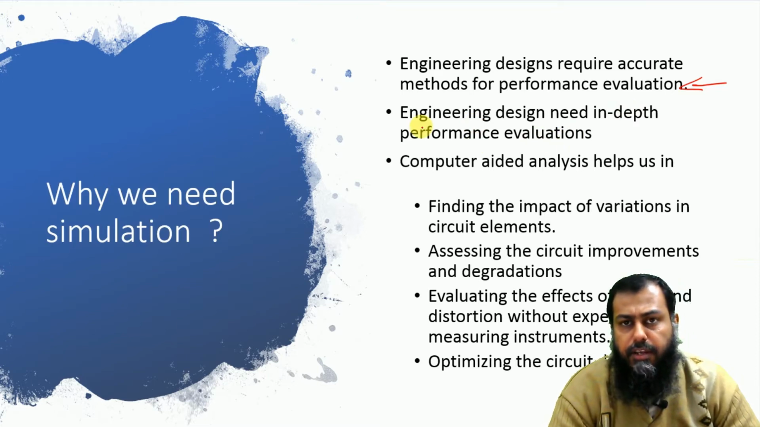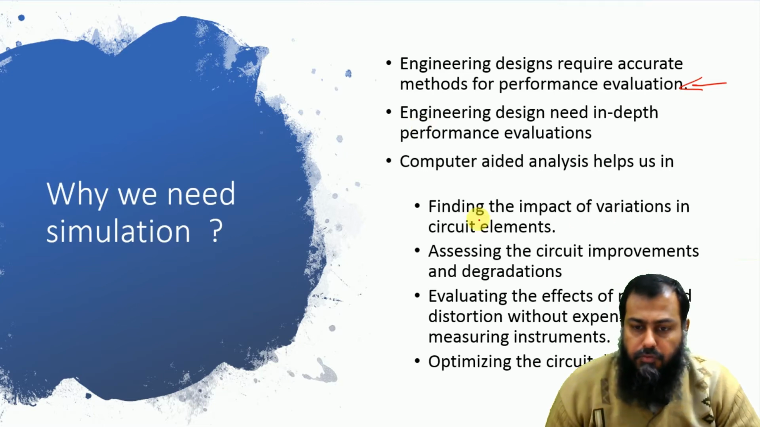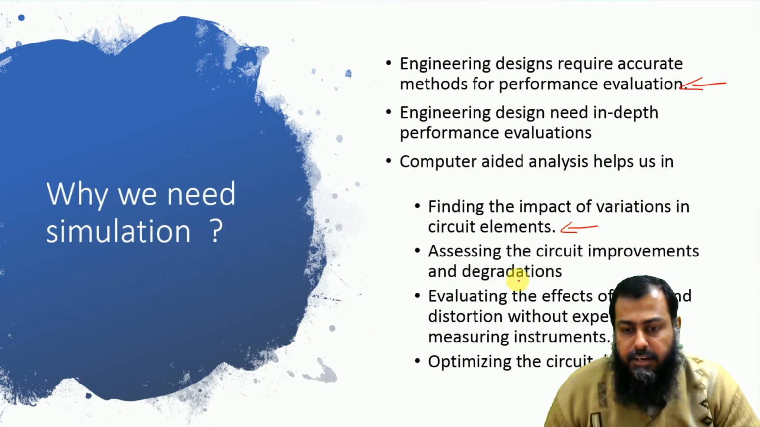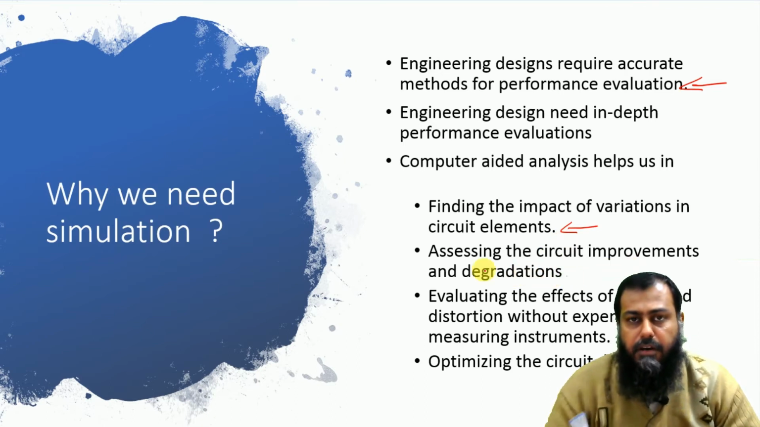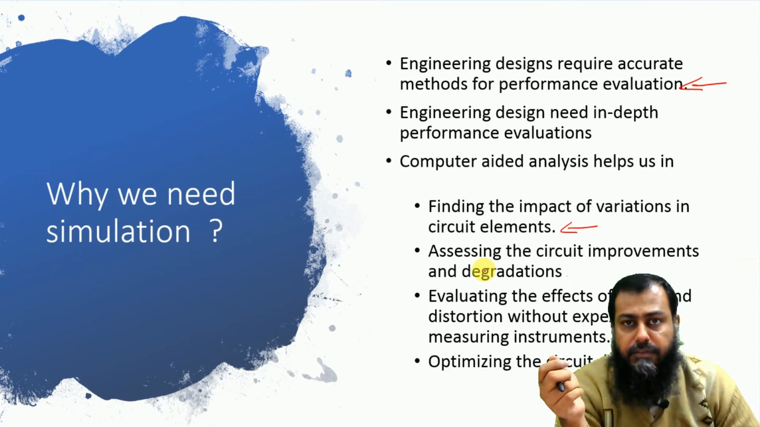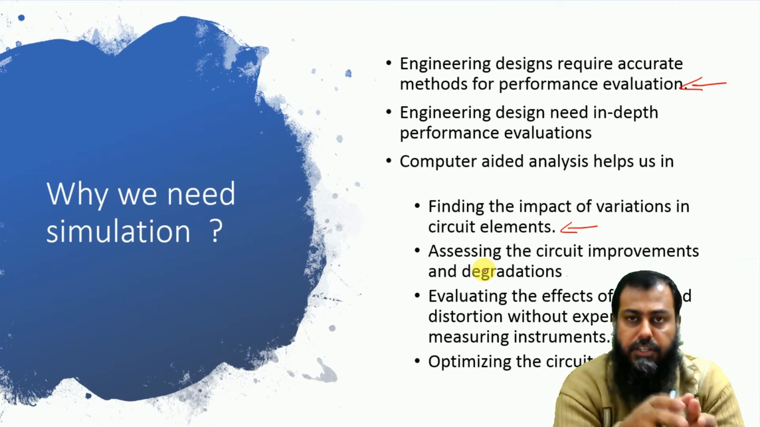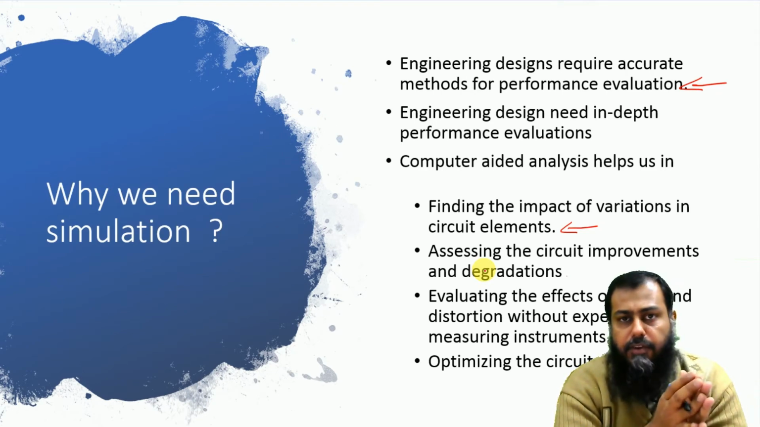So we may want to see what happens if a certain parameter in a given circuit varies. What is the behavior of a circuit under those variations? We see how the impact of variation on circuit elements actually work. Then assessing the circuit improvements and degradations, because over a period of time the circuit actually degrades. How can we actually foresee the behavior of a given circuit after having it tested in real environmental conditions? So we model those conditions in a computer software, and thereafter we see what are the implications of that particular degradation on the parameters of a given circuit.